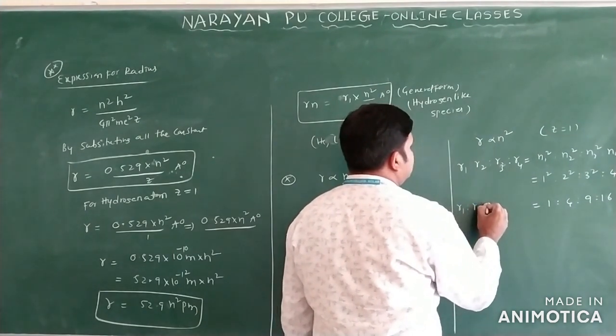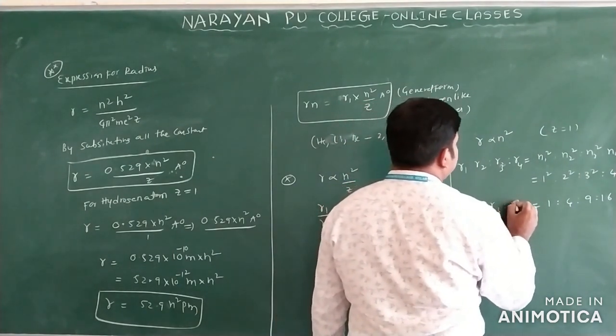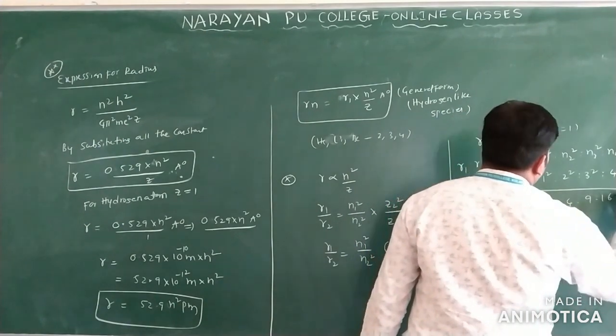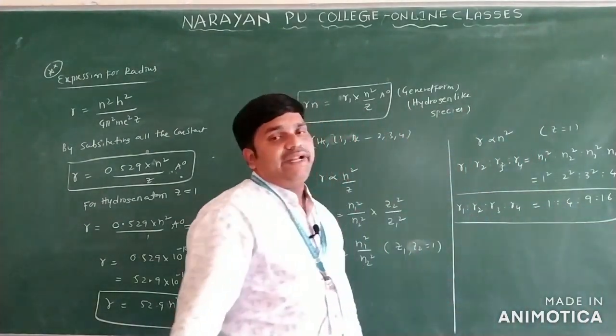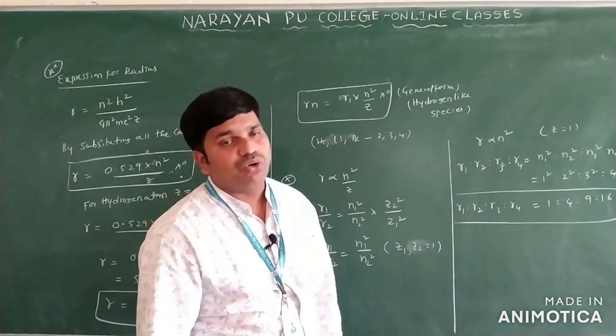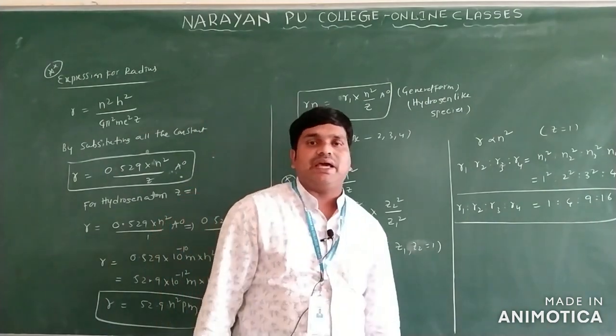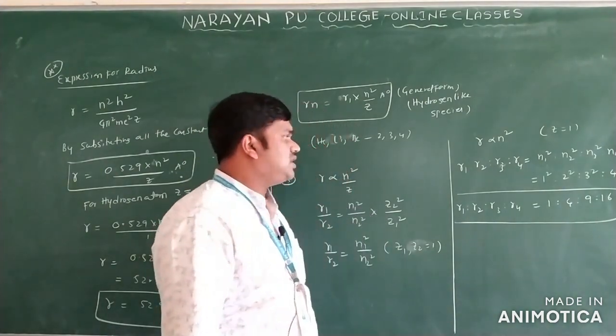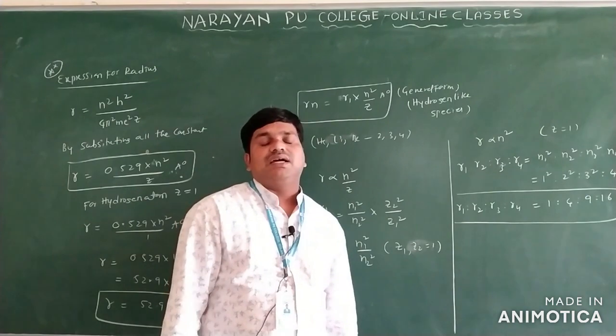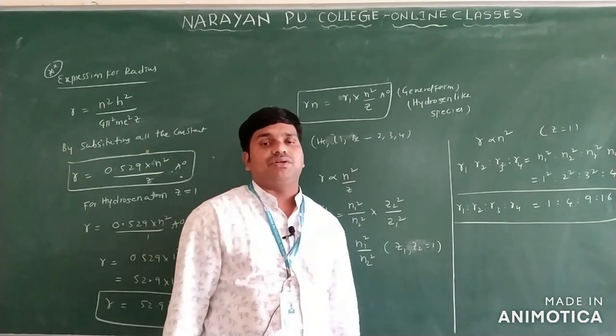This is R1 is to R2 is to R3 is to R4, for the first 4 orbits in the hydrogen spectrum only. What is the radius ratio you got? 1 is to 4 is to 9 is to 16 only. So these are some of the relations in this radius of the Bohr orbit only.